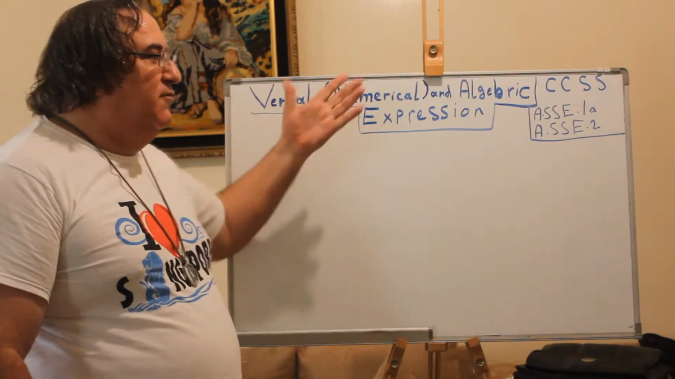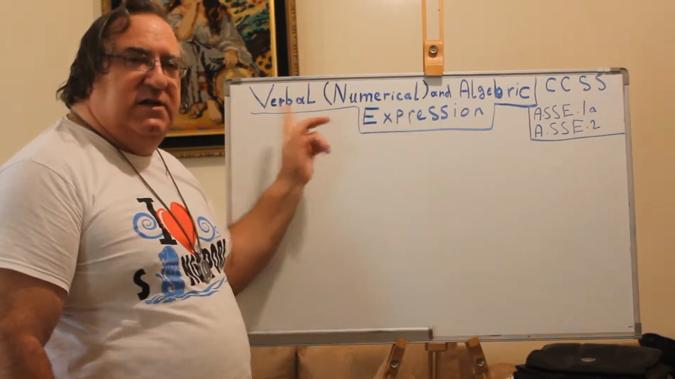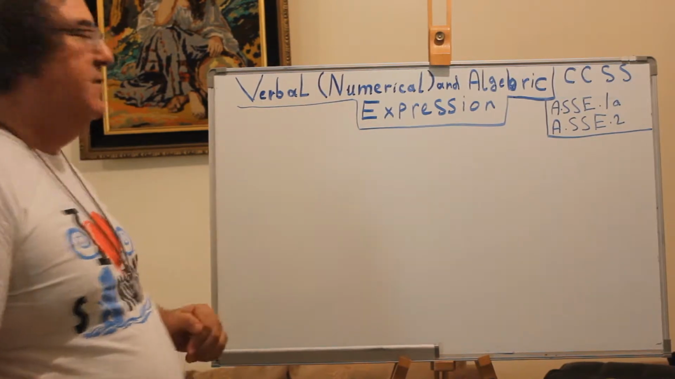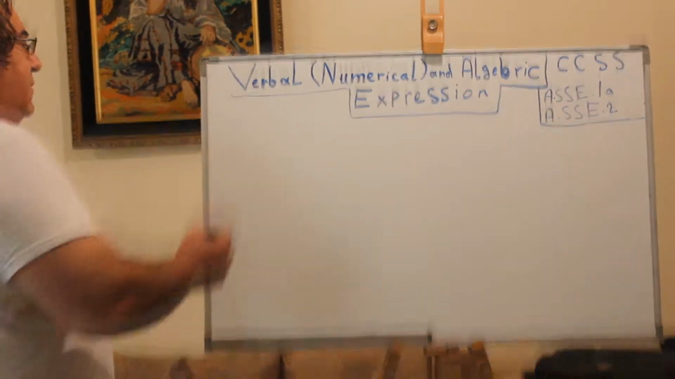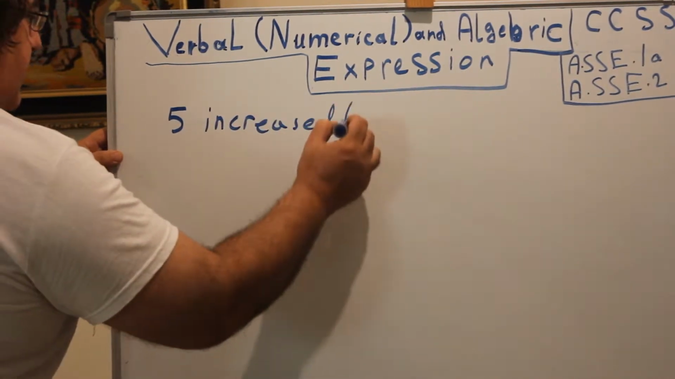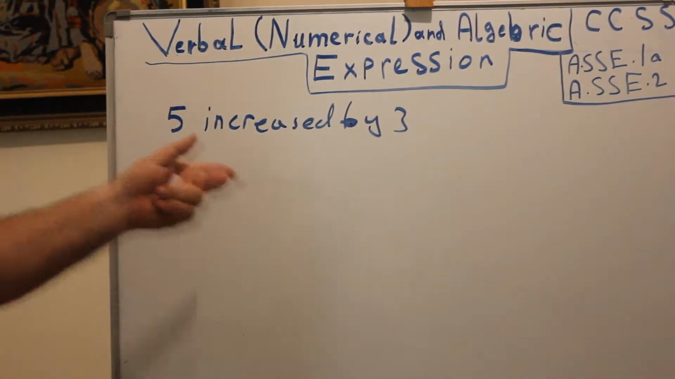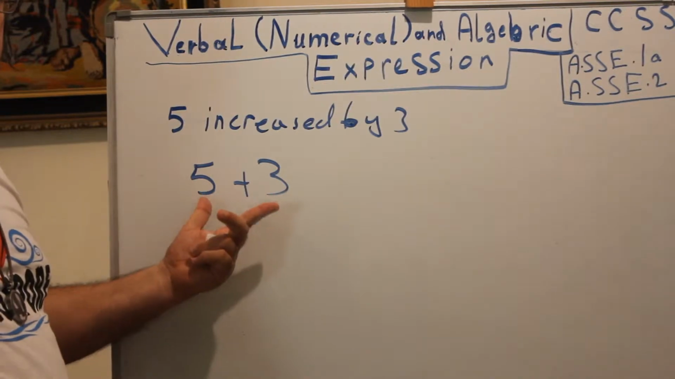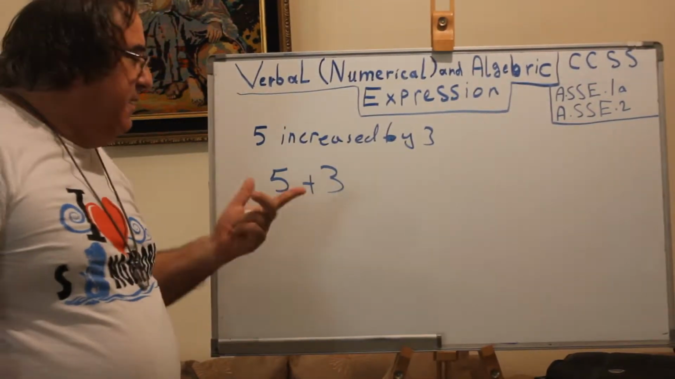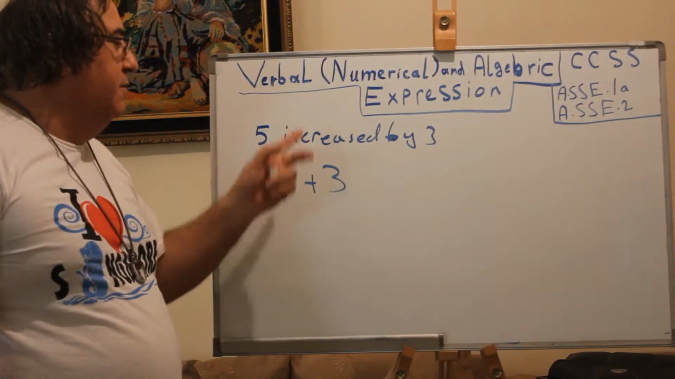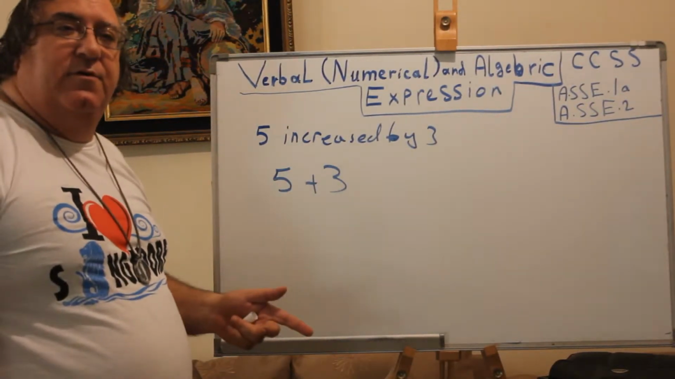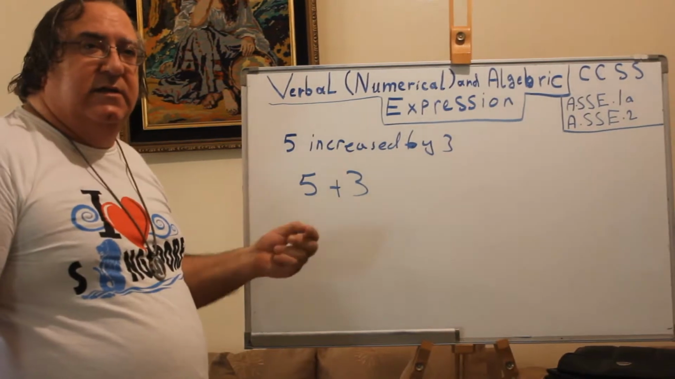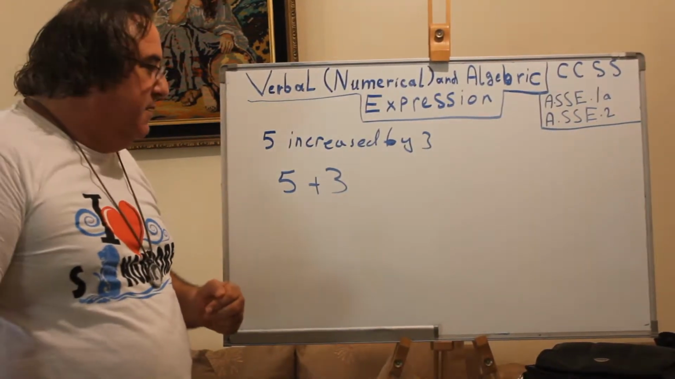So we have two types of expression: verbal or numerical expression, and algebraic expression. What is the meaning of numerical or verbal expression? For example, a number increased by 3. Increase means we have to add, 5 plus 3. This is an expression that deals with numbers only. You can say verbally 5 increased by 3, or 5 plus 3, or 3 more than 5. Any of these is a numerical or verbal expression in math.